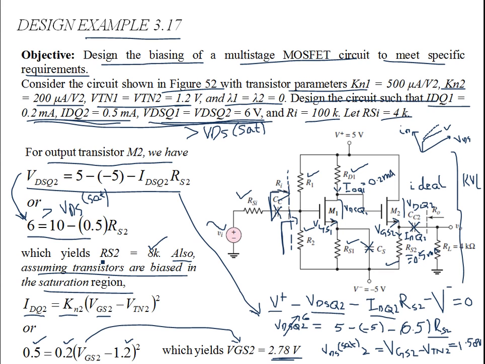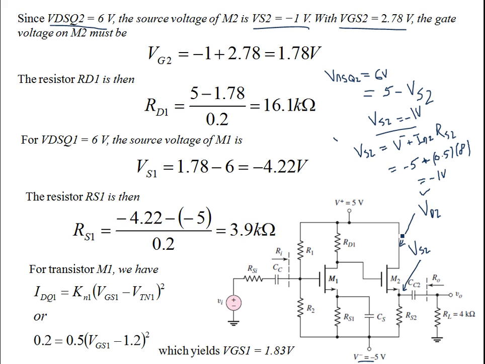Anyways, this RS2 was 8K, so if you consider the drop over here and add this up, you get the potential at the source of the second MOSFET. It's this potential plus the drop at R2 plus minus 5, so that gives you minus 1 volt. So VS2 is minus 1 volts, right? And VGS2 is 2.78 volts. So what does it mean? It means VG2 minus VS2 is 2.78 volts.